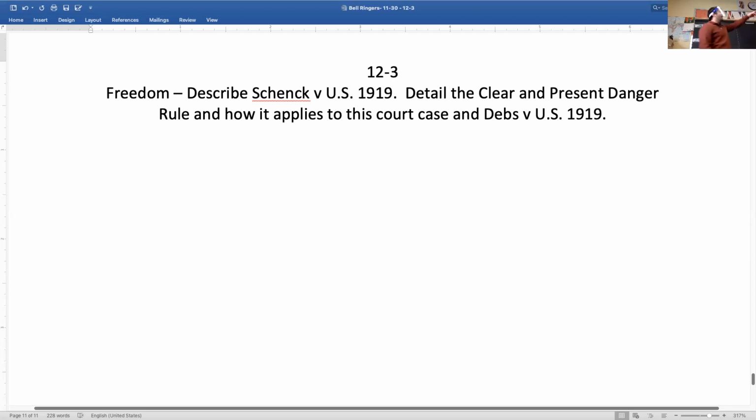All right, good. So again, the clear and present danger rule is promoting any type of danger against the United States, maybe rebellion or revolt. Well, obviously that falls within that, and we can limit freedom of speech in that case.